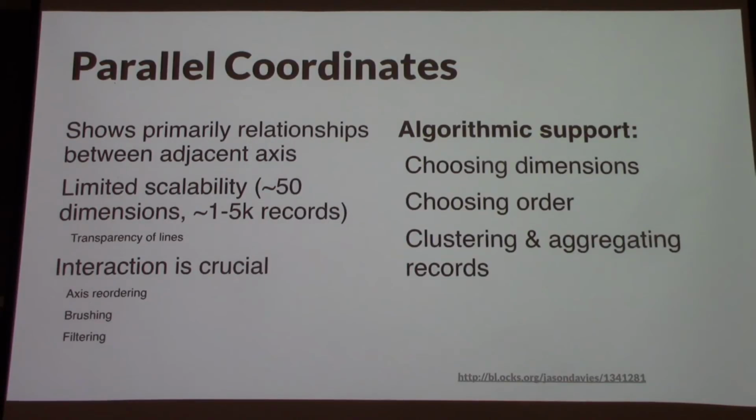So an analysis of parallel coordinates is primarily about relationships between adjacent axes. It has limited scalability, 50 dimensions, and let's say 1,000 to maybe 5,000 records. Transparency of lines can fix that. Picking the right transparency for your data set is tricky, so there are algorithms now for that. Actually, there was one published last year, but typically users take a slider and adjust the transparency. Interaction is really crucial: axis ordering, brushing, and filtering. And as I mentioned, you can make them a lot better with algorithmic support by choosing dimensions, by choosing the order, and clustering and aggregating records.